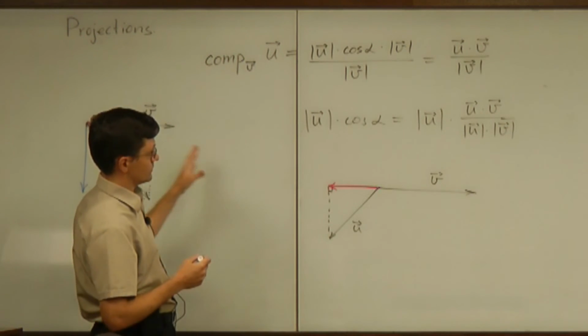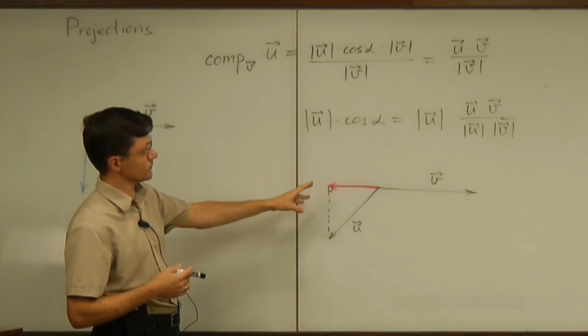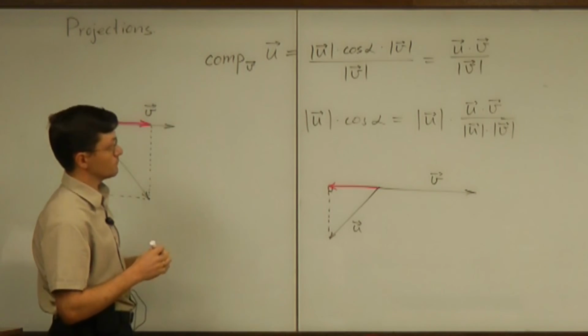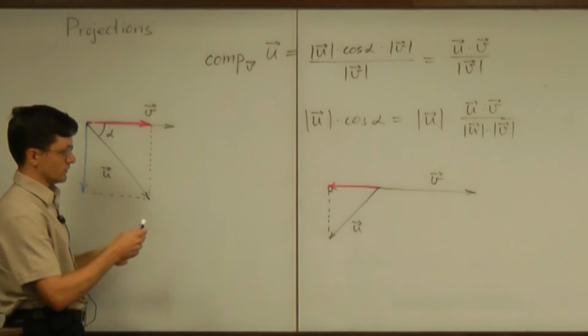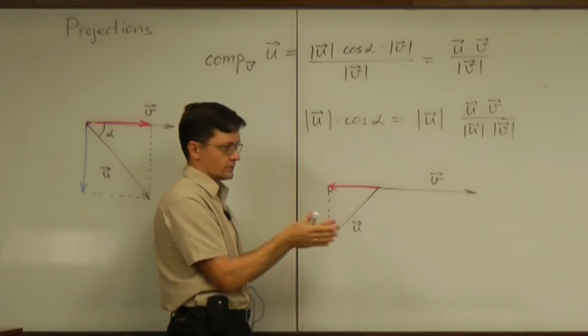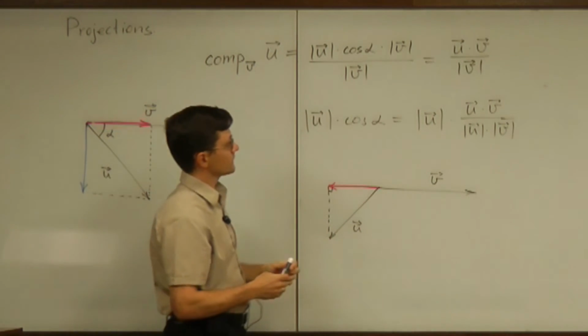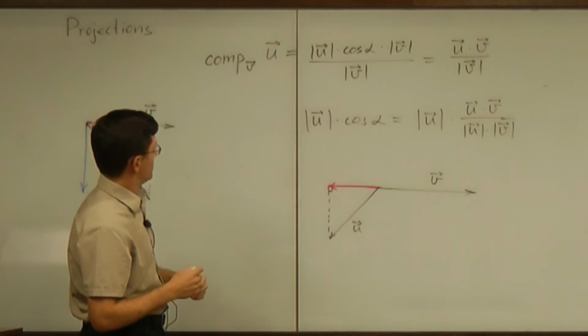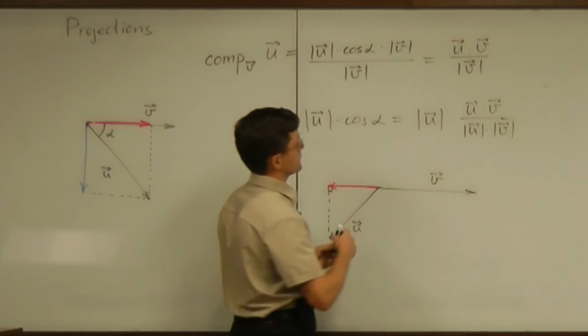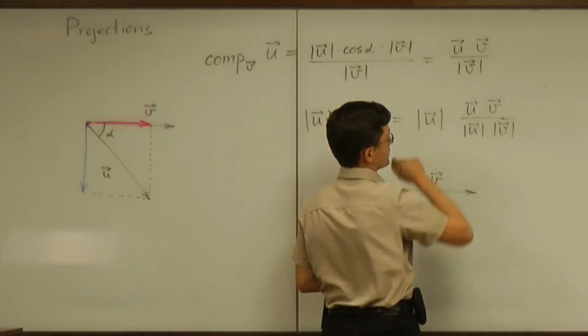So that's the first and probably primary use of the concept of the component. Figuring out whether two vectors look in roughly the same direction or in the opposite direction. And that is basically a part of the meaning of the dot product.